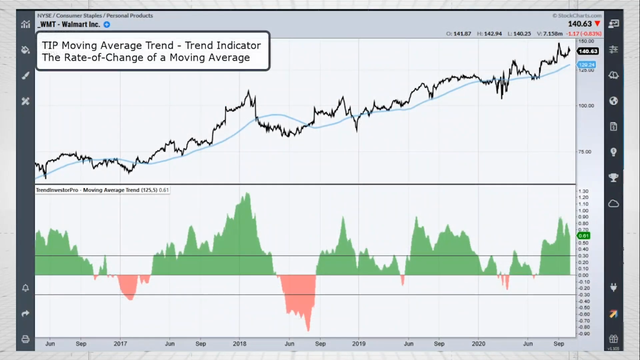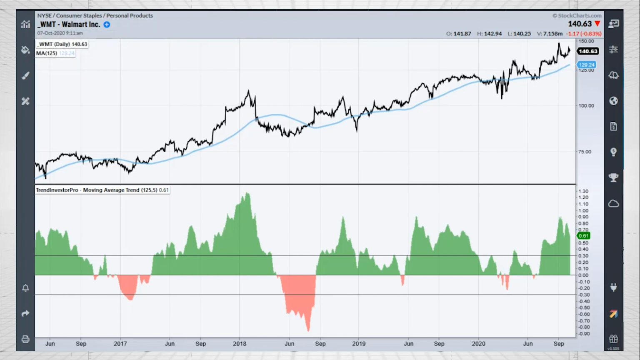So the first indicator is the moving average trend, the trend of a moving average. And as its name suggests, it is a trend indicator. What it's measuring is the rate of change of a moving average. So here we have a 125 period moving average, and I like to use 125 days to capture a medium to longer term uptrend. And you can see the moving average is going down and the rate of change is negative. And then you can see the moving average turns up and the rate of change turns positive there.